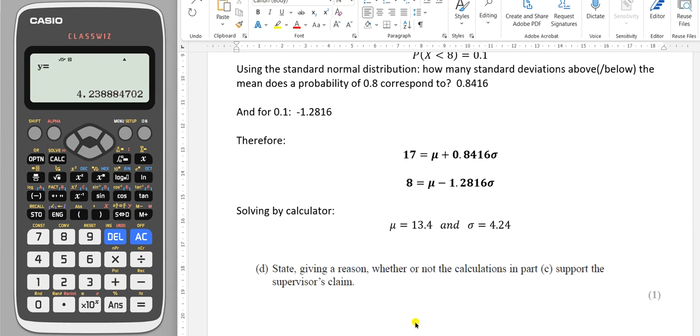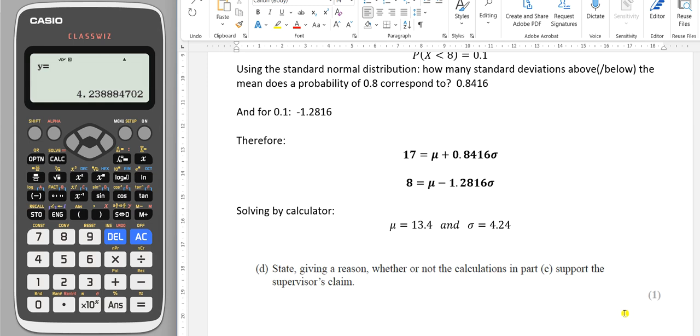In the final part of the question, this sounds like a lazy version of hypothesis testing. State, giving a reason, whether or not the calculations in part C support the supervisor's claim. You can tell that you don't have to do a full-on hypothesis test by virtue of the fact that they haven't given you a significance level to use and they haven't said stating your hypotheses clearly, which they usually do with a question like this. Also, a bit of a giveaway, it's 1 mark.